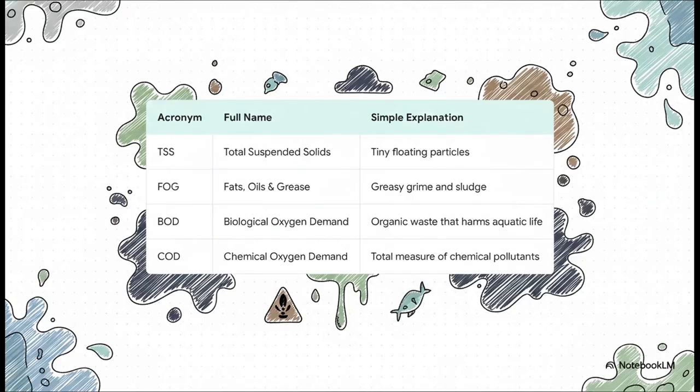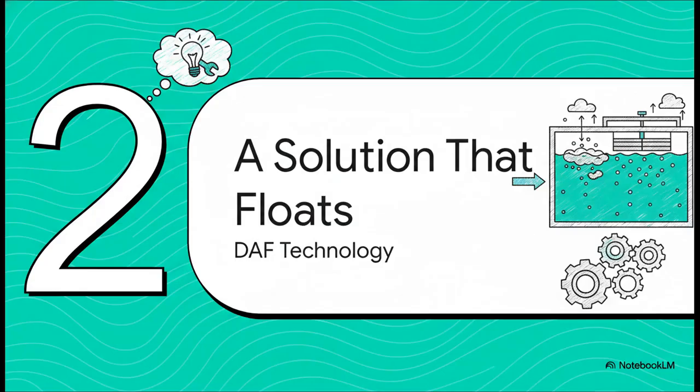Okay, before we get to the really cool solution, let's just get some of the jargon out of the way. You're going to hear about TSS, that's total suspended solids, basically just tiny floating bits. Then there's FOG, which is, you guessed it, fats, oils, and grease. And finally, you'll see BOD and COD. These are super important measures of pollutants that can just wreck an aquatic ecosystem if you don't treat them. But you know, for every messy problem out there, engineers are always searching for an elegant solution. And in this case, that solution, quite literally, floats.